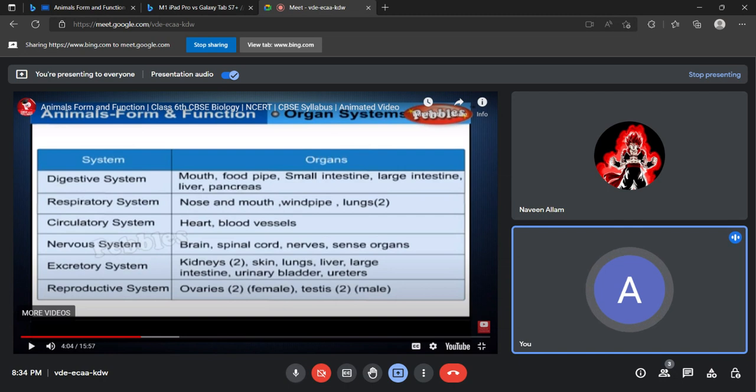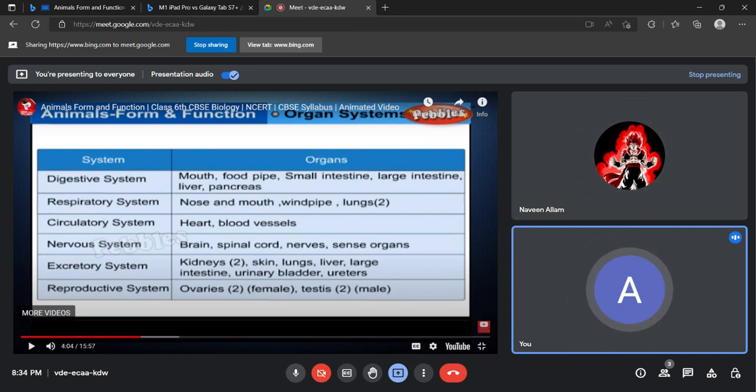Now coming to the circulatory system, we have the heart and we have blood vessels. The heart will pump the blood, and it will go to the different blood vessels, and these blood vessels will supply the blood to each and every cell of the body. Now we have the nervous system. The nervous system will have our brain, the spinal cord, the various nerves, and the sense organs. They all just compose the nervous system.